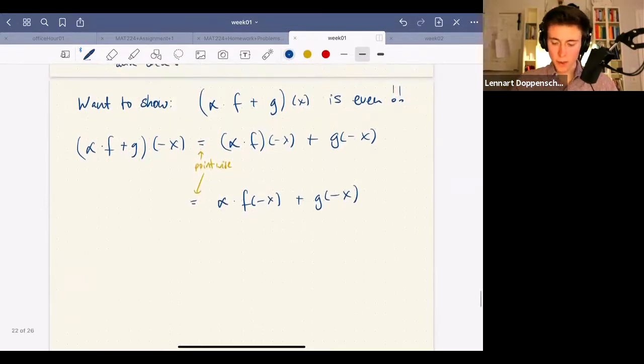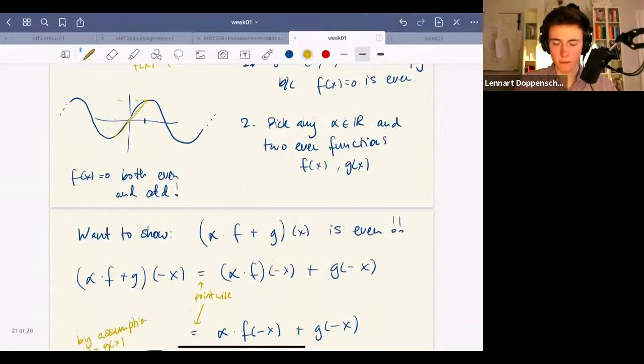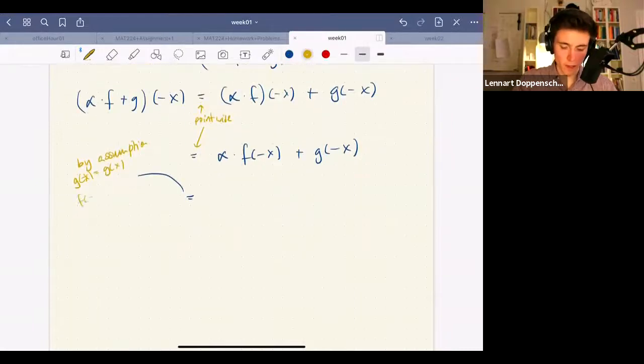Okay, and now we use the assumption. So by assumption, g of minus x equals g of x, because we said let f and g be two even functions. And we also have that f of minus x is equal to f of x. Right. So we conclude that this is alpha times f of x plus g of x.